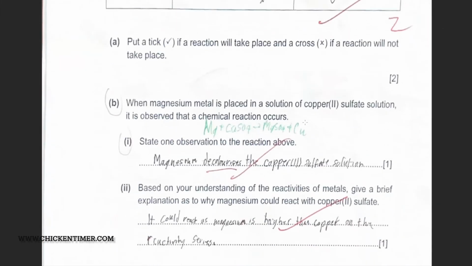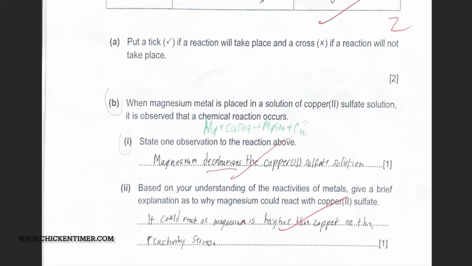Underline the decolorizers and still gave me the mark. Decolorizers means the magnesium caused the blue color in copper sulfate to disappear. And why did the teacher still give me the mark? Because when magnesium reacts with copper sulfate, the blue color really disappears, which means there's no color anymore.